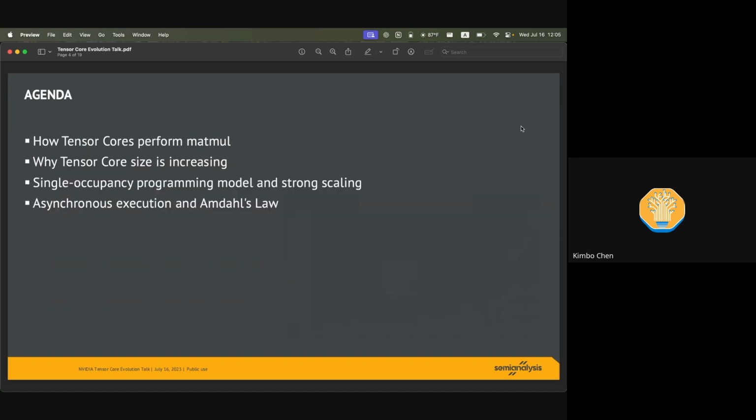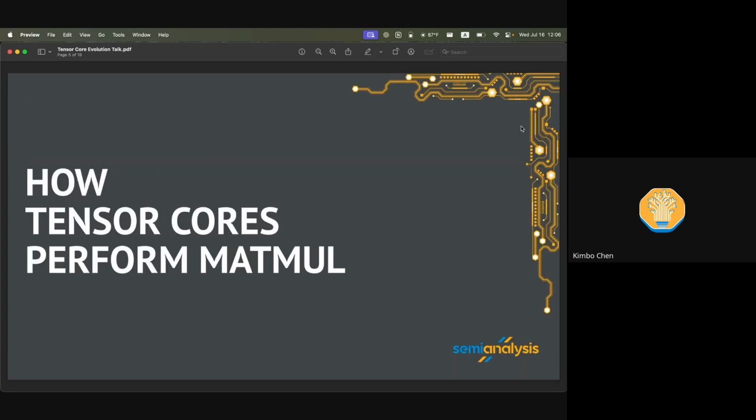And that's the reason why we wrote the article. Today's talk will be an excerpt of the post. We will be only talking about four things. First, we'll talk at a very high level about how tensor cores perform matrix multiplication, and later three design trends and the principles behind them. So first, how does a tensor core perform a matrix multiplication?